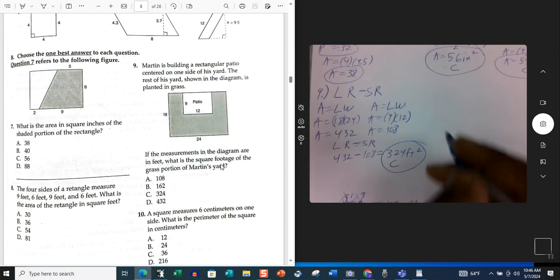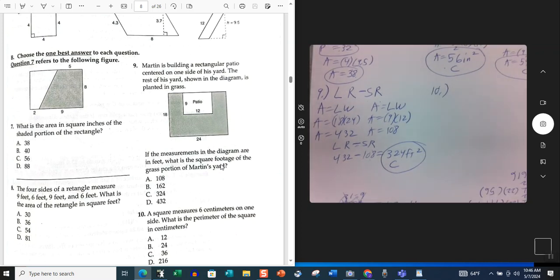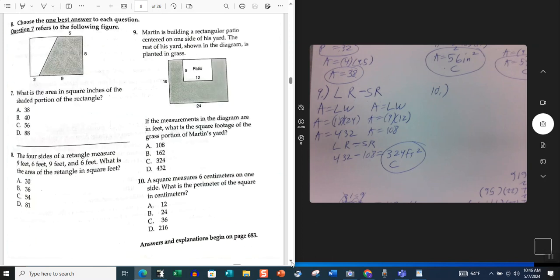Now this is what we typically would classify as a composite figure. But I guess they're giving you a little taste of it before we actually get to the section where we'll actually be doing composite figures.